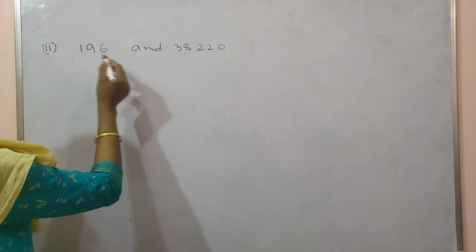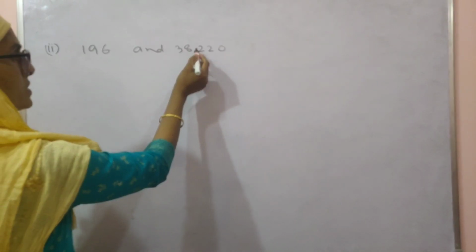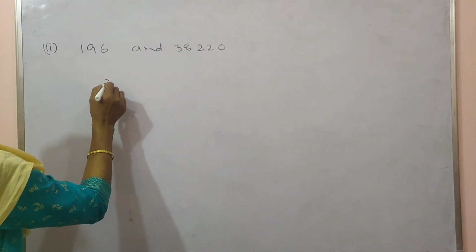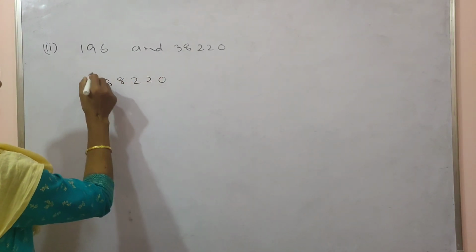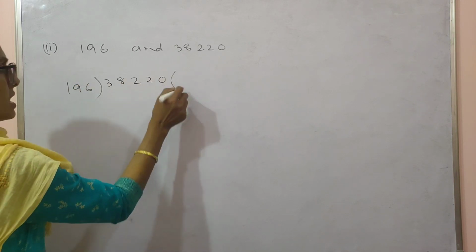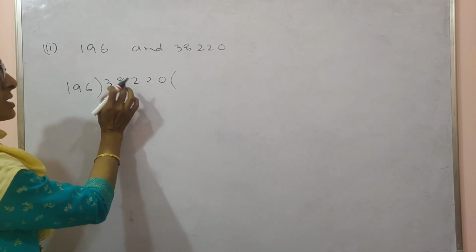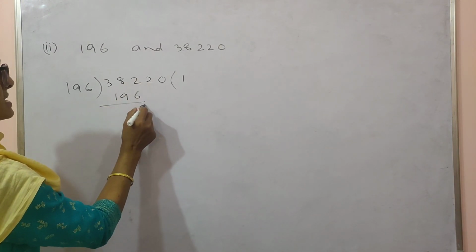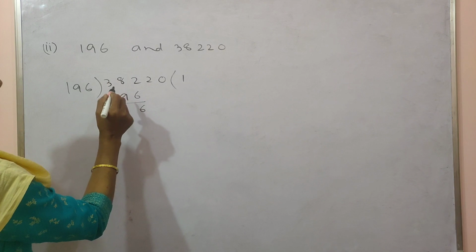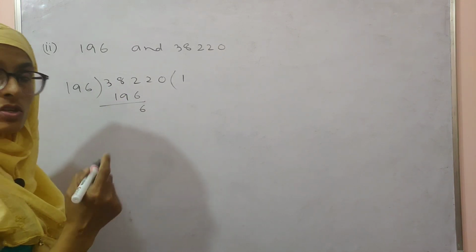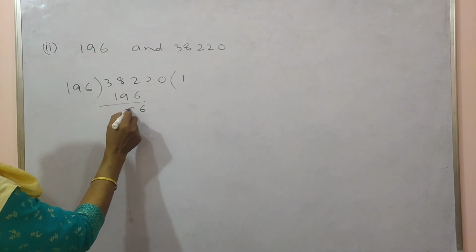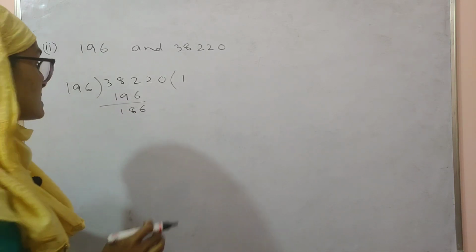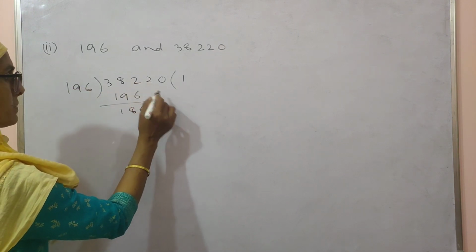Next, number 2: 196 and 38220. You have to divide 38220 by 196. How many times? Here 382 is 1 times 196. Now subtract: 12 minus 6 is 6, then 8. Here 17 minus 9 you will get 8. Here 2 minus 1 is 1. So 186. This one is less than 196, so you have to divide the whole number.